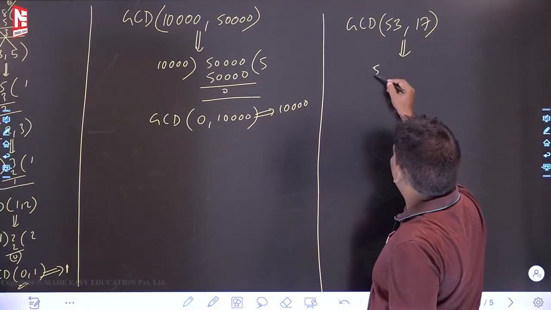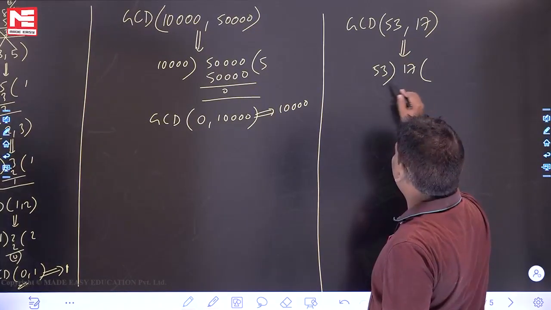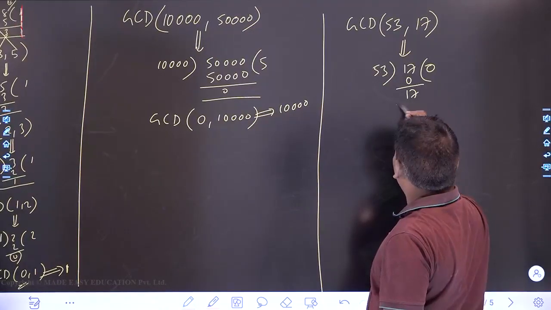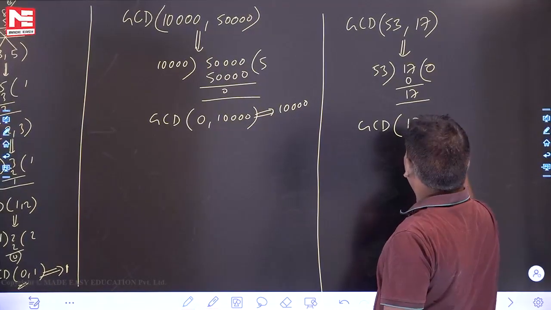First one, first place, second one here. Can you help me? Will it go at least one time? No. 53 zeros, 0. Remainder 17. Next one, GCD of 17 comma 53.